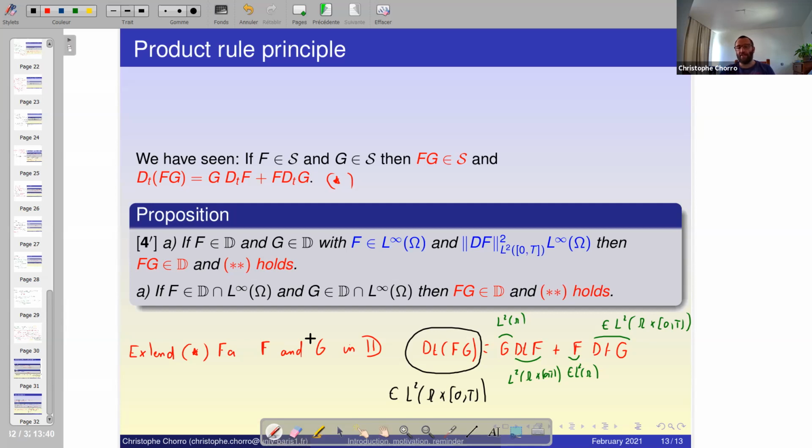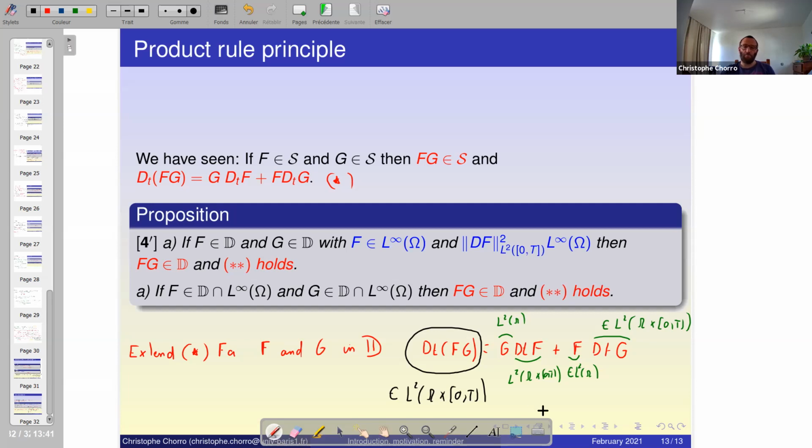And so it means that, as usual, if I have L2 times L2, in general I am only in L1 and not in L2. And if I want a product to be in L2, I have to make the integrability conditions more flexible.